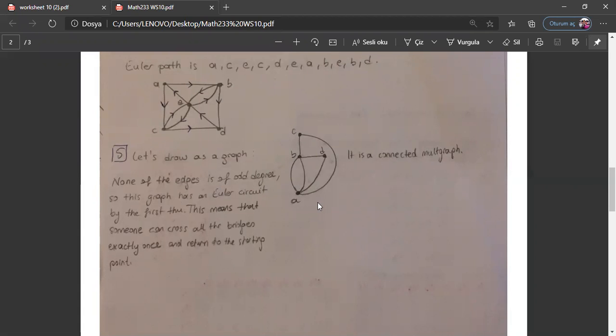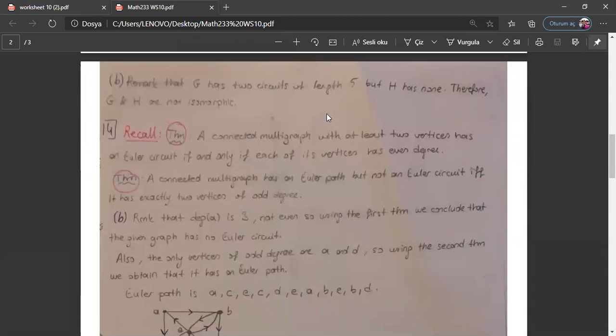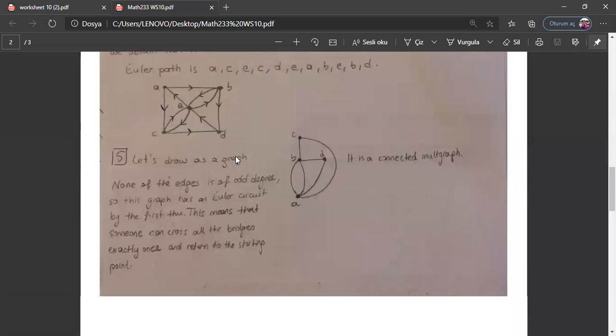We want the person to start at some vertex and get back there again, right? We need to find the answer to this question: is there an Euler circuit or not? So how do we do it? We use the theorem again. Recall that each vertex should have even degree. Only this case gives us an Euler circuit. So we need to check that.